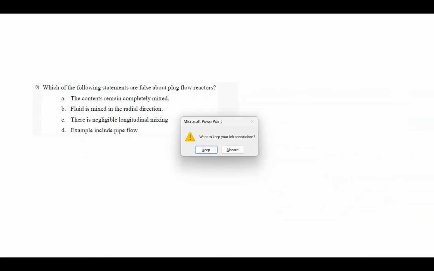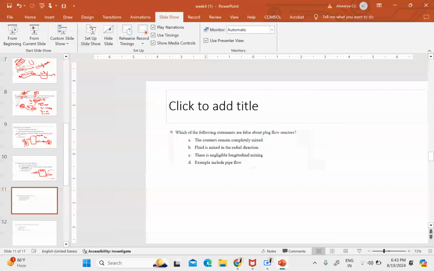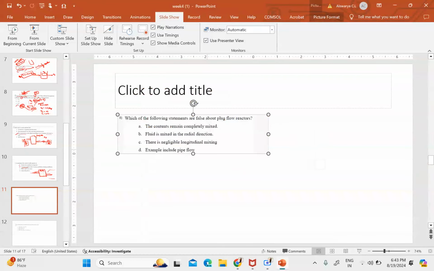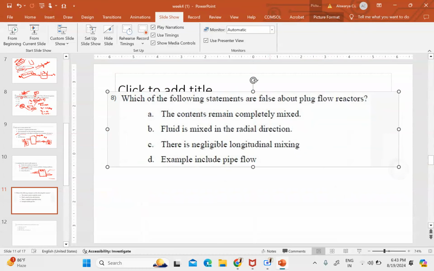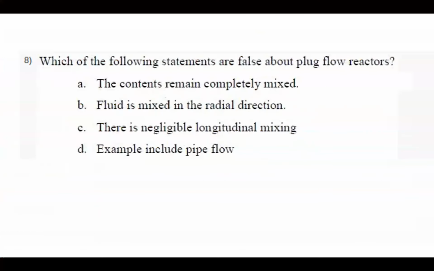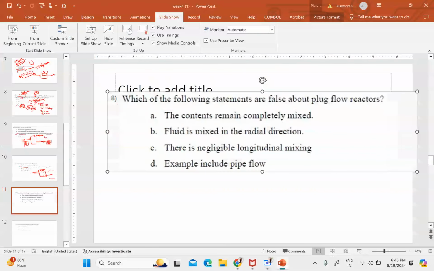Next question. Okay, I will increase the size. Okay, just one minute, I will connect with the charger. Okay.